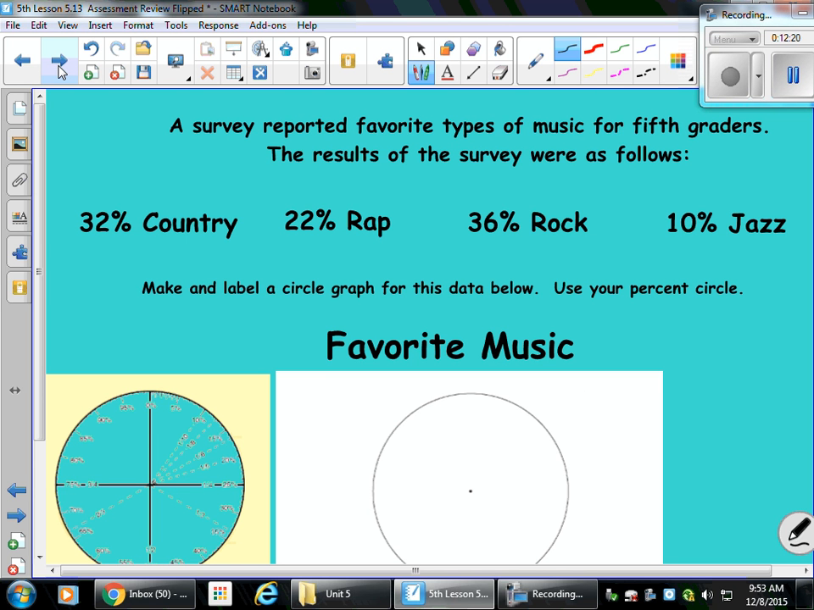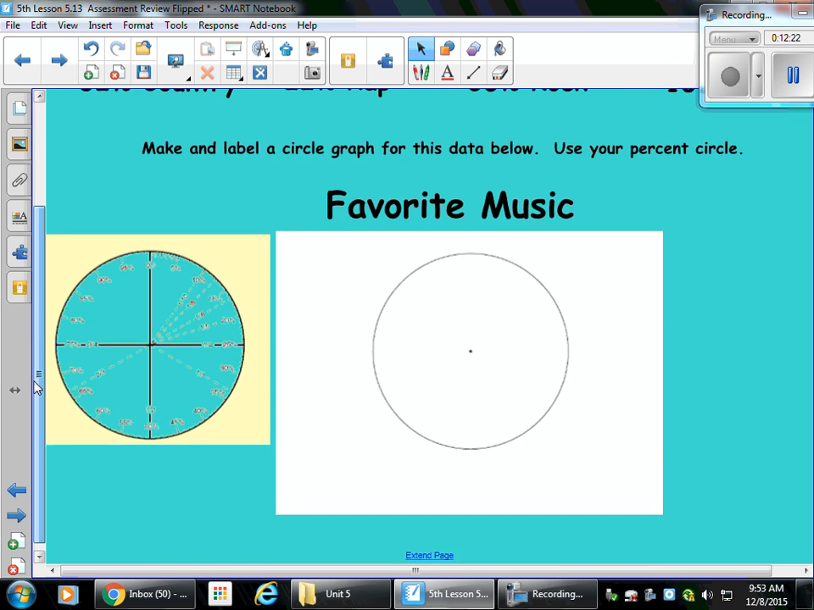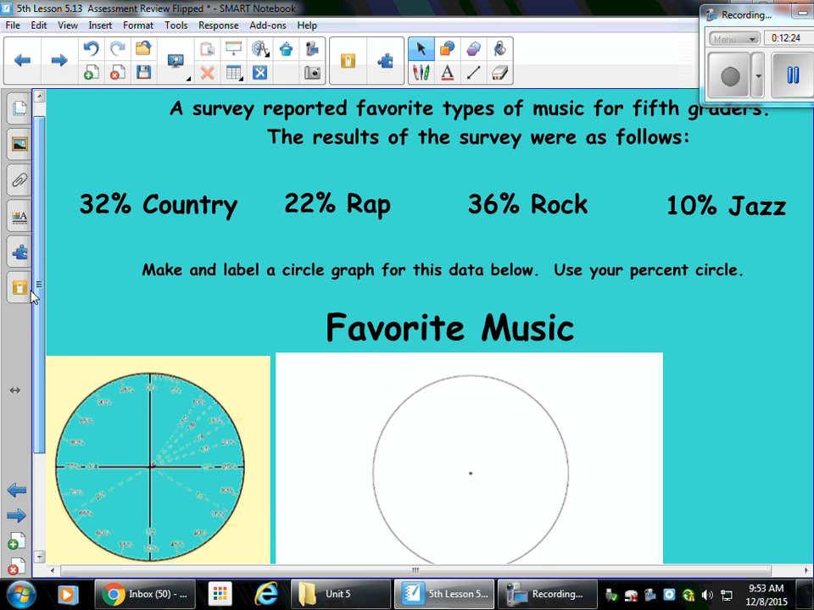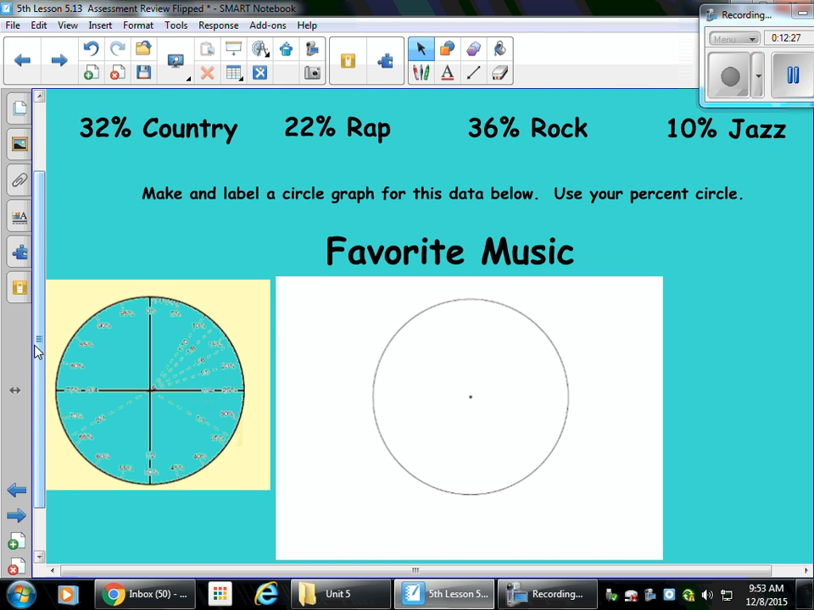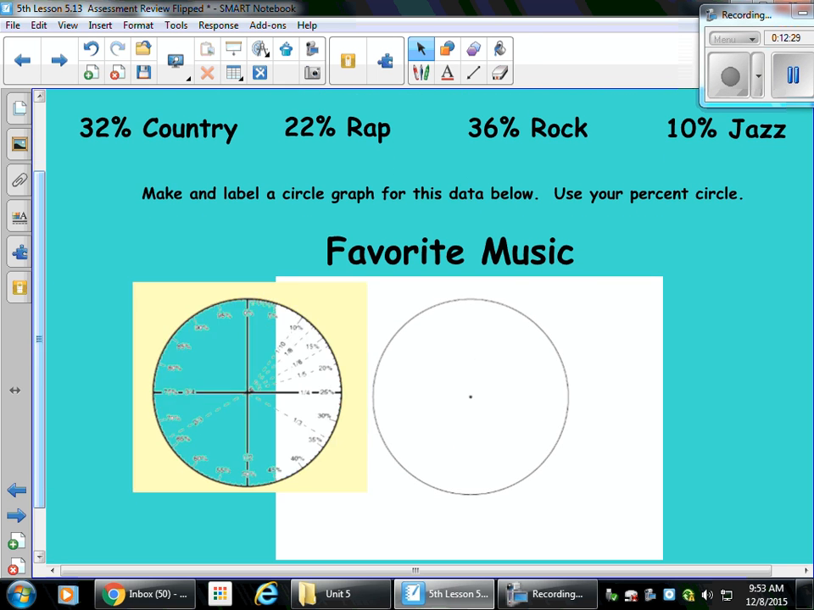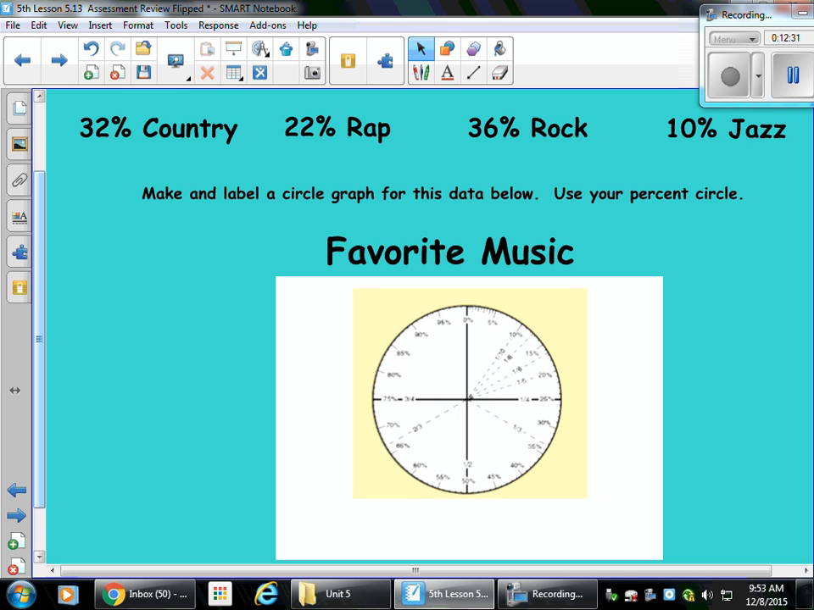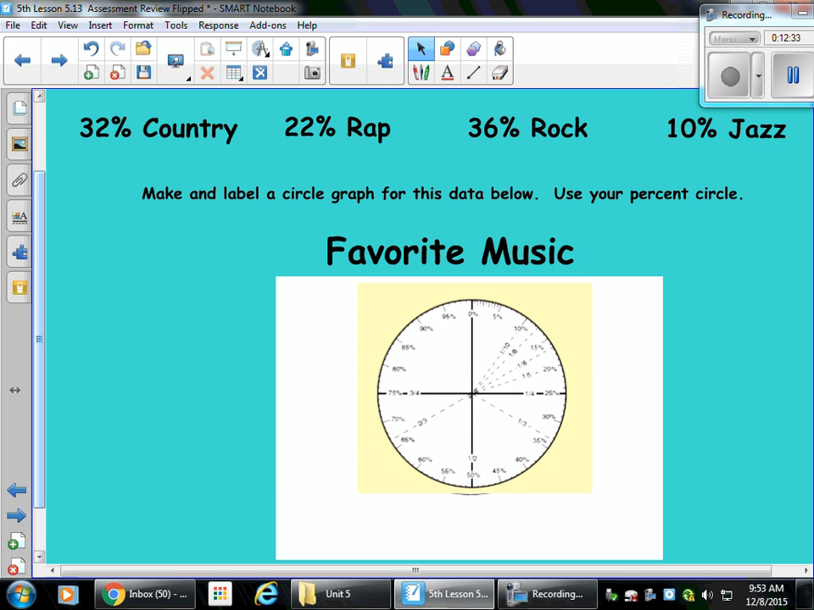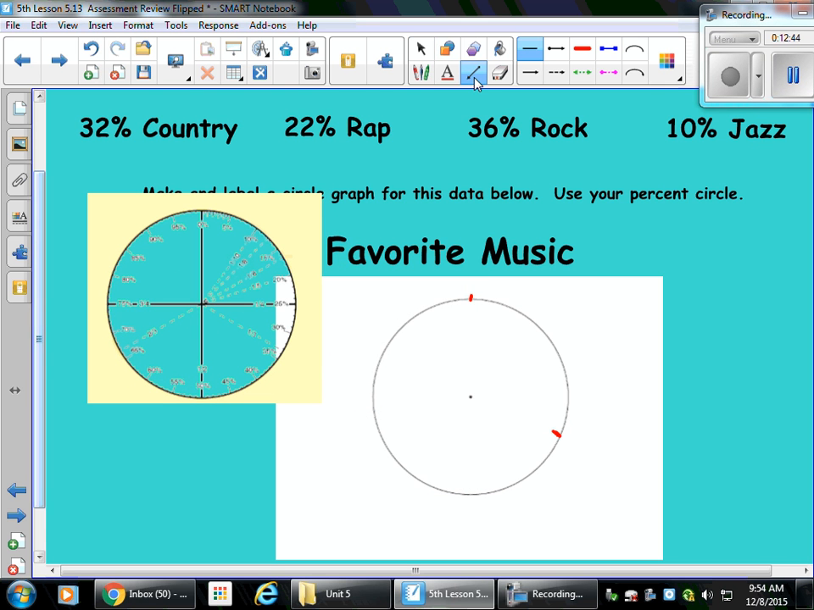Here's another example. Let's go ahead and make this on our circle. So let's start with country. I'm going to move my circle on top here. We're in the middle, right on top, right in the middle of our circle. Here's my 0. We're going to go to 32%. Right there. Okay. Remove. I'm going to get my side of my template.